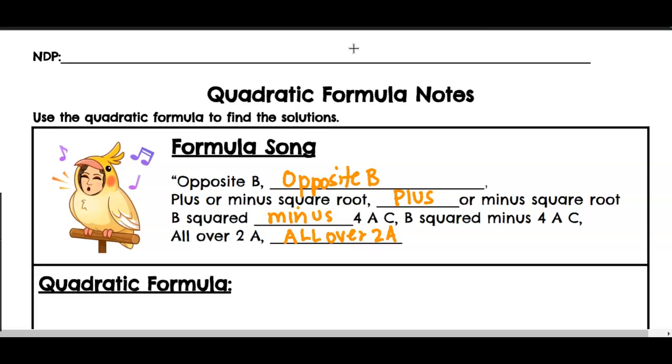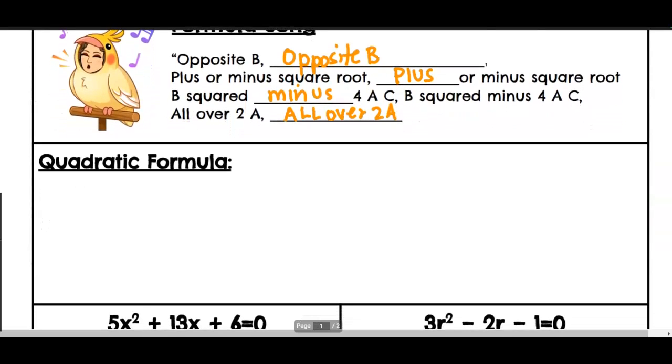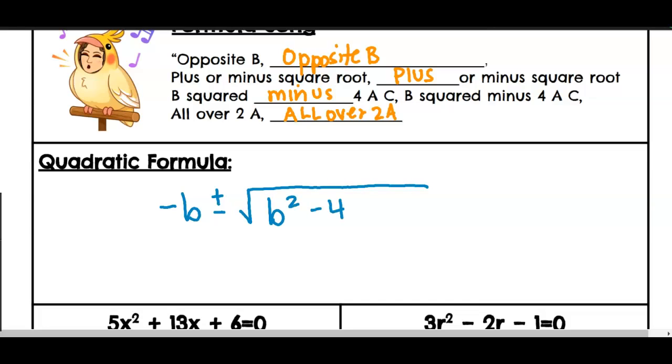All right, so now we're actually going to write the quadratic formula using the song. So opposite b, and then plus or minus square root, b squared minus 4ac, all over 2a.